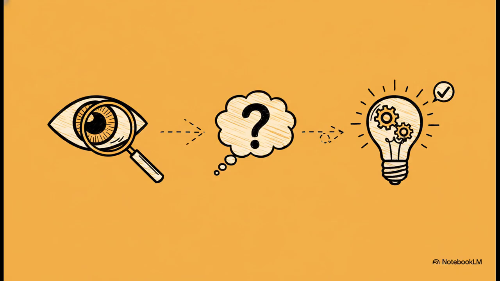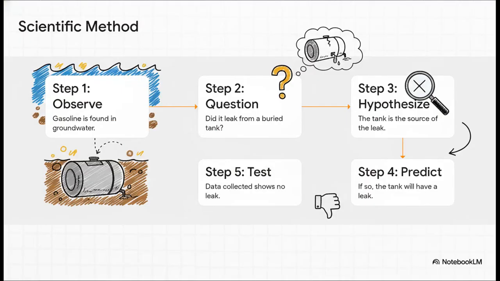You make an observation, and it sparks a question. That question then leads you to come up with a possible explanation, a really good educated guess, and we call that a hypothesis. And the most important part, that hypothesis has to be something you can actually test. Now, this is a fantastic example because it makes the whole process so clear. Let's just walk through it.